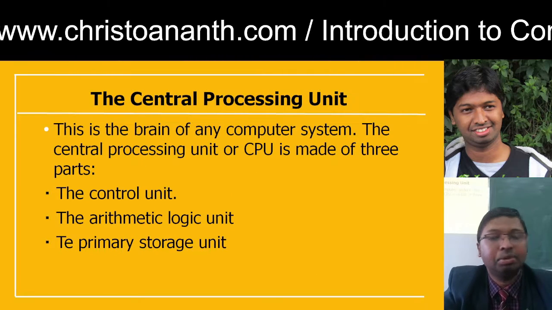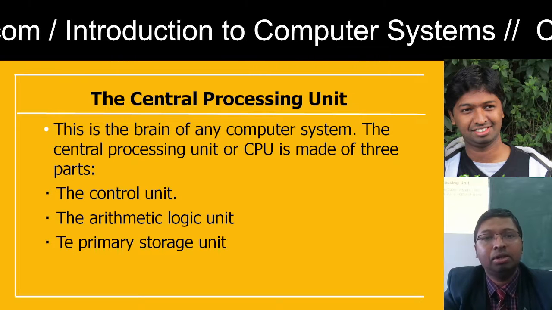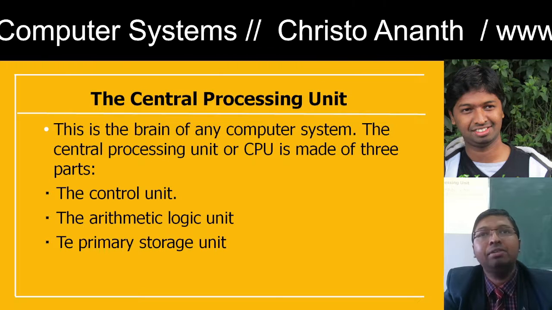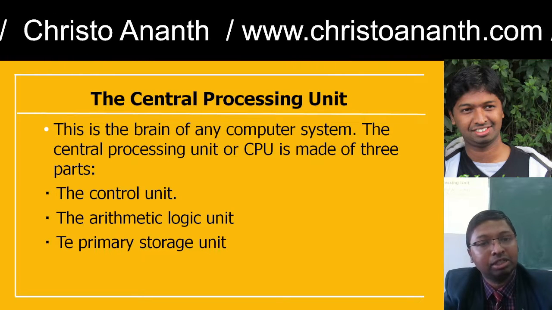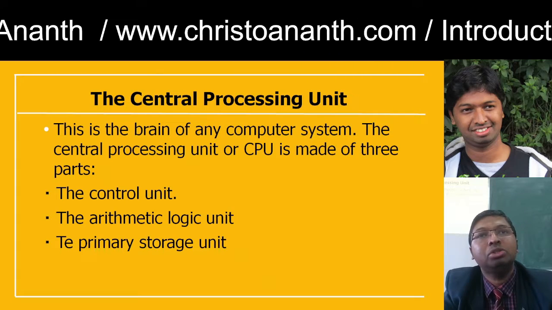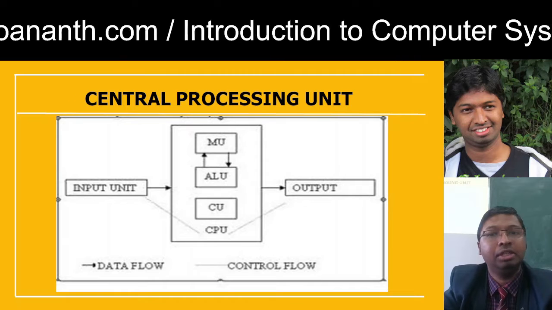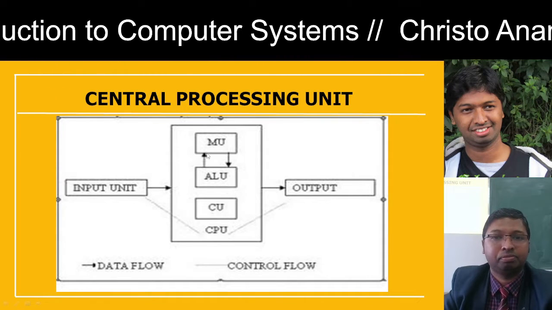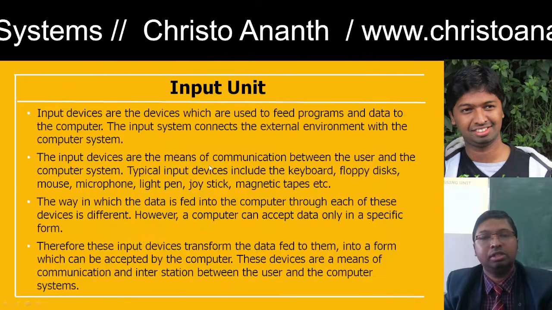And this is the central processing unit. It is considered the brain of the computer system. In the central processing unit, CPU, we have the CU, control unit, the ALU, arithmetic logic unit, and the primary storage unit. I am talking about this diagram: memory unit, arithmetic logic unit, control unit. Okay, so this is the CPU.